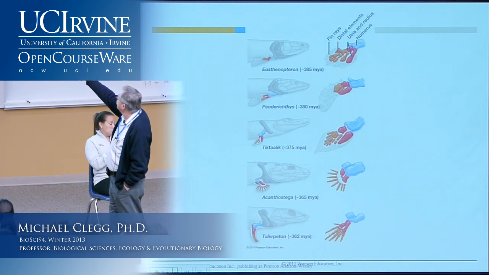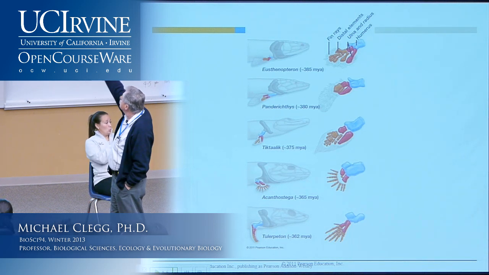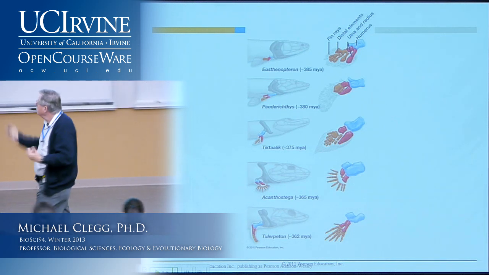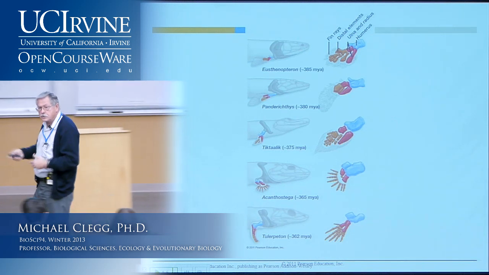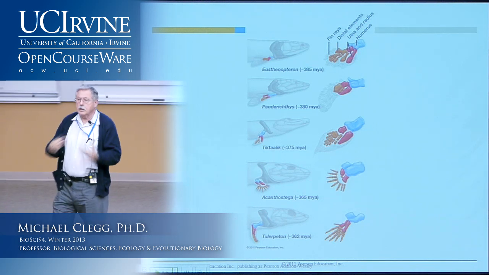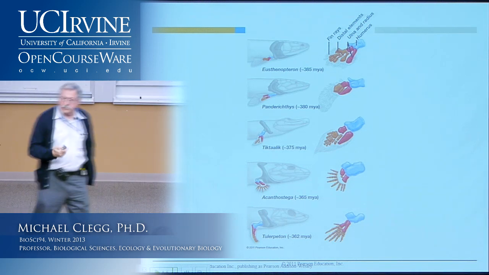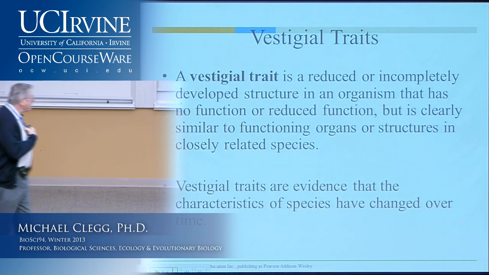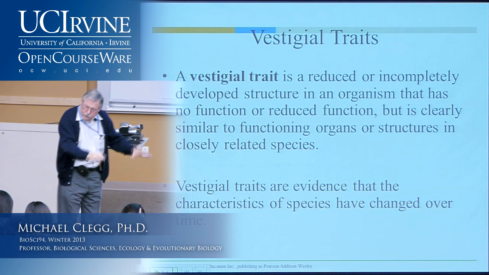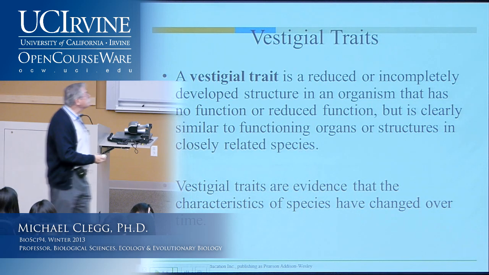So the ulna and the humerus trace back to the structures in the lungfish. Okay, so there's this clear structural transition in the course of evolution from lungfish to tetrapods, to four-legged terrestrial organisms, our ancestors.